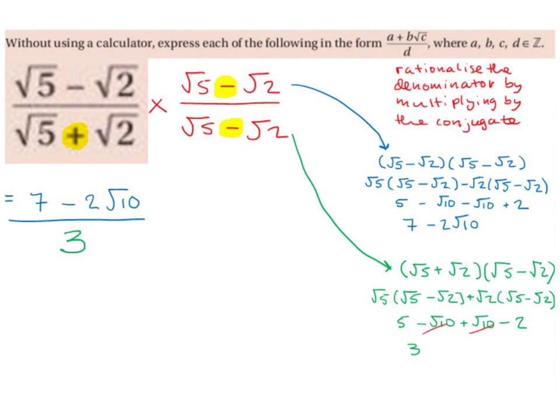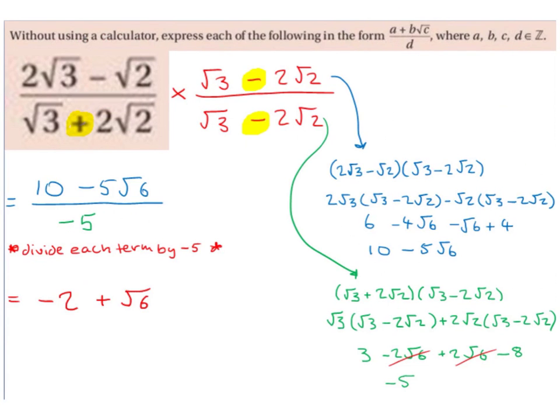5 minus 2 is 3, and minus root 10 plus root 10 will cancel, so we get 3 as our denominator. So just check, do we have it in the form that we want? Well, yes, we have a 7 there in place of the A. We have -2 there in place of the B. We have 10 in place of the C. And we have 3 in place of the D. And each of those numbers are elements of the integer set. They are positive or negative whole numbers.